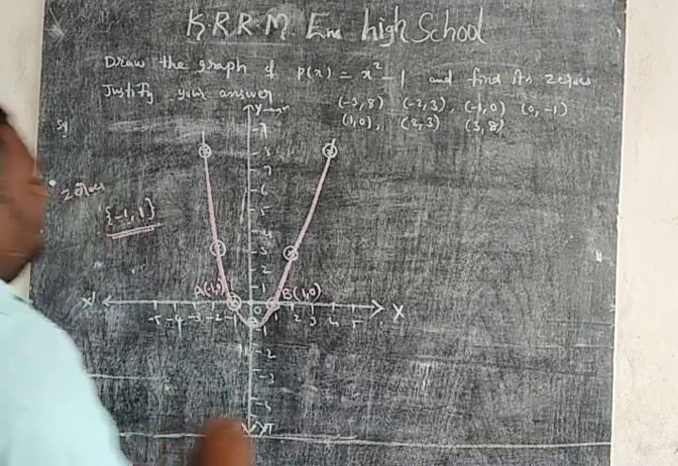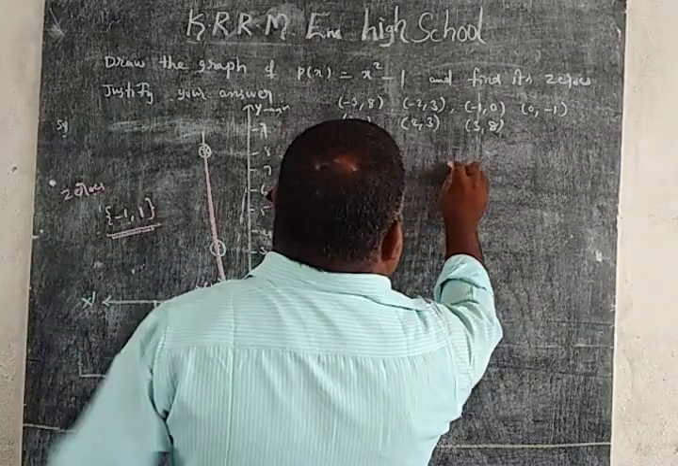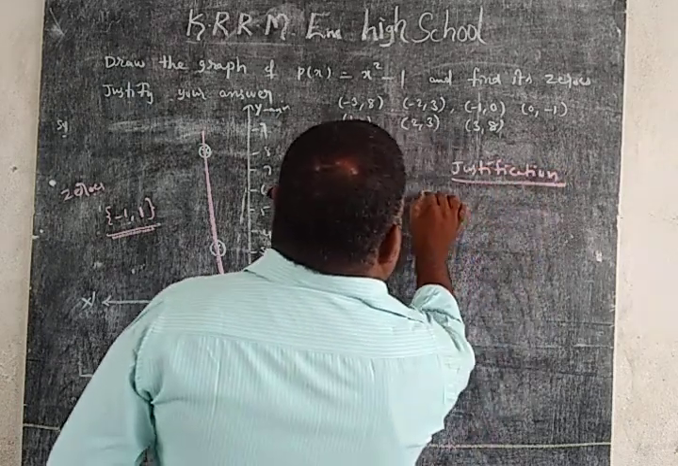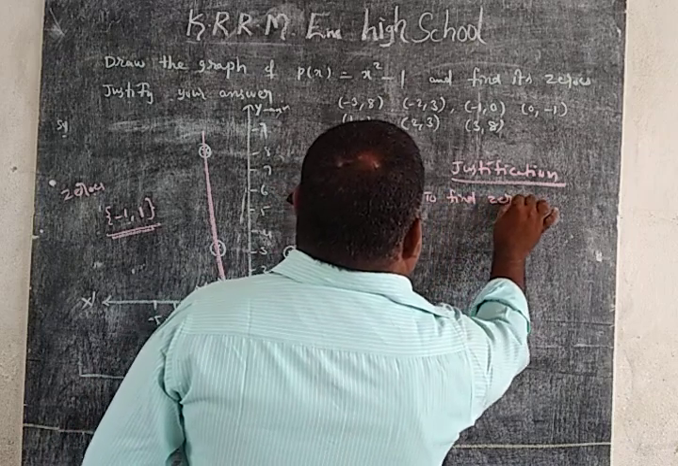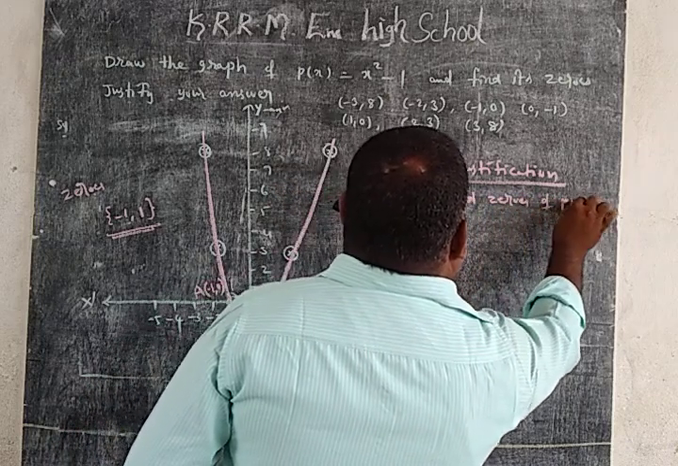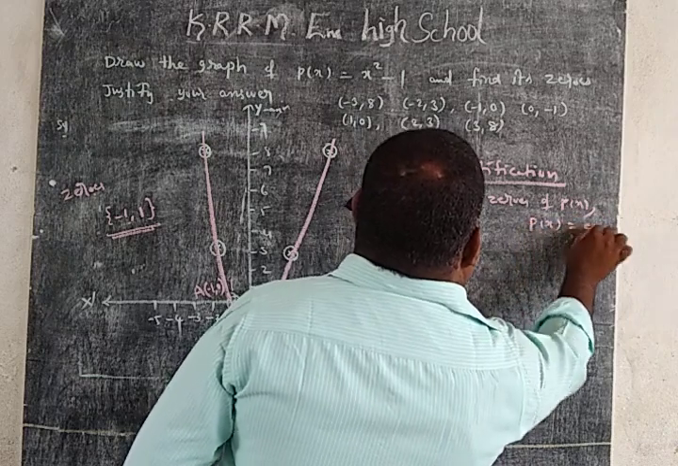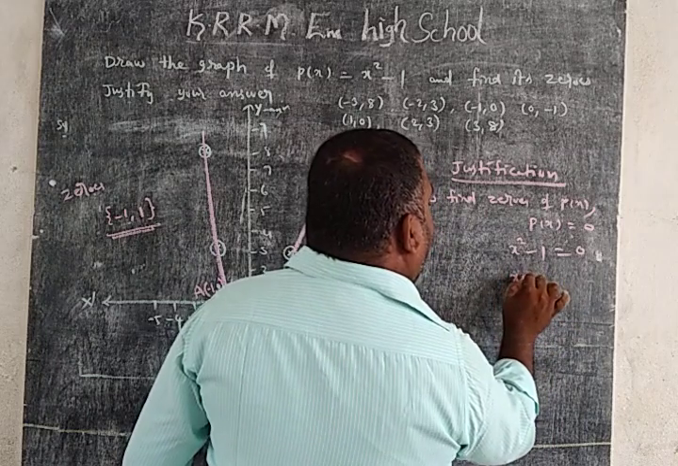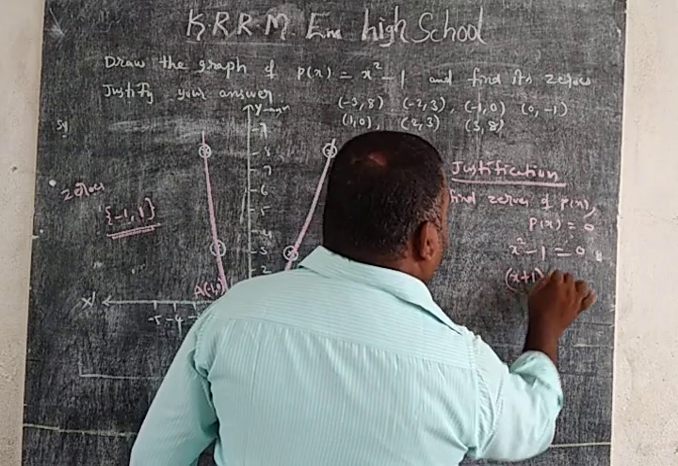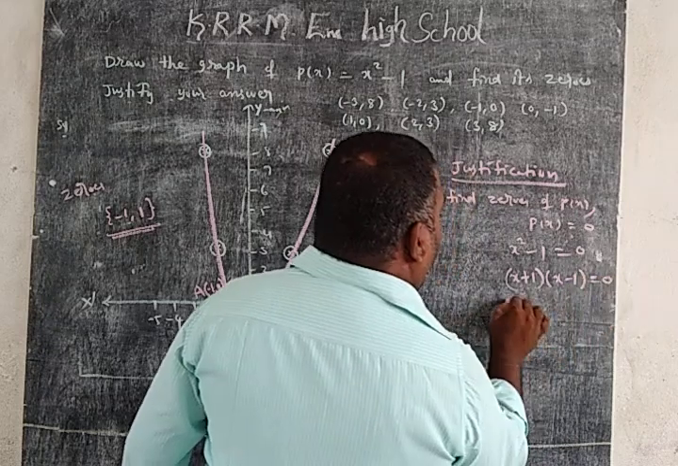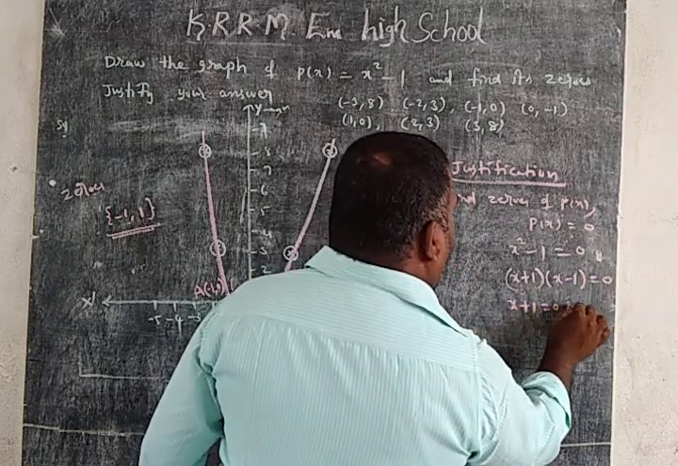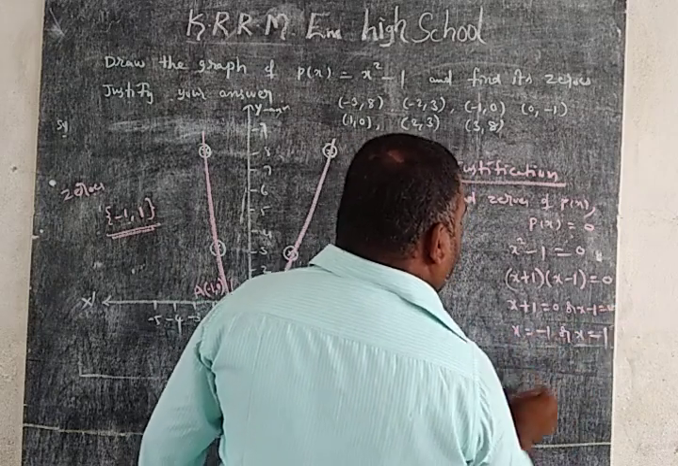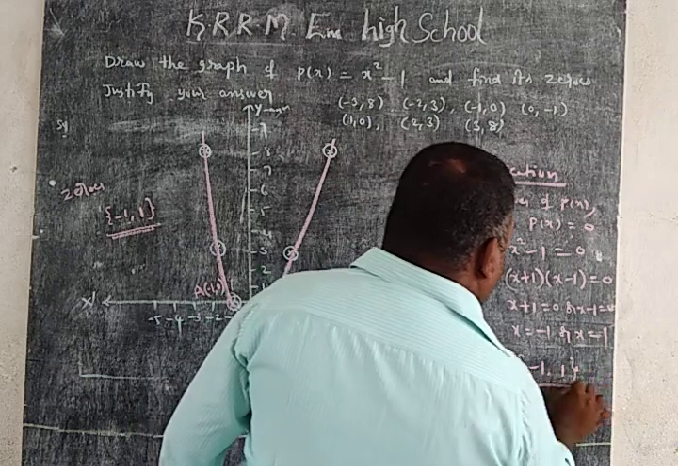Now the algebraic justification. To find the zeros of p of x, take p of x equal to 0. What is p of x? X square minus 1 equal to 0. So x square minus 1 equals x plus 1 into x minus 1 equal to 0. So x plus 1 equal to 0 or x minus 1 equal to 0. Here x equal to minus 1 or x equal to plus 1. Therefore minus 1 and plus 1 are the zeros.